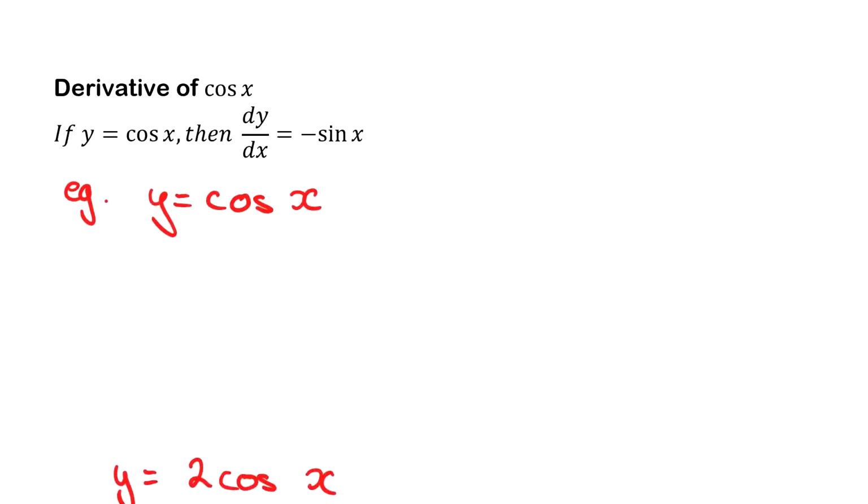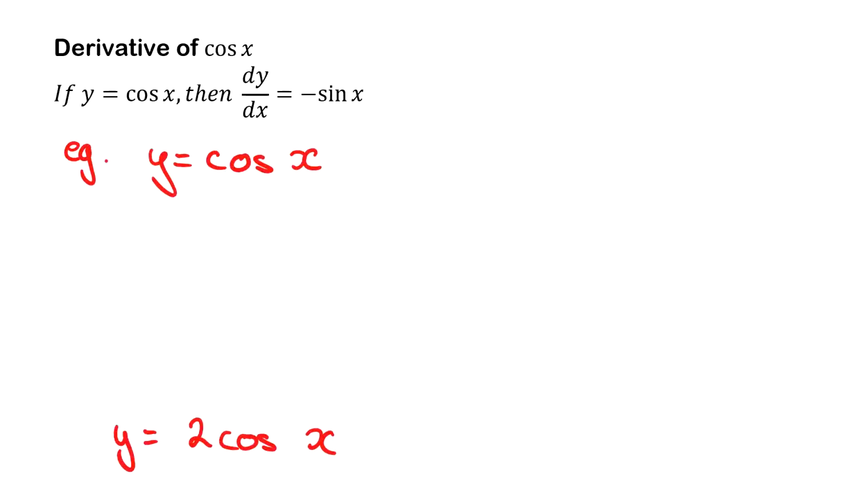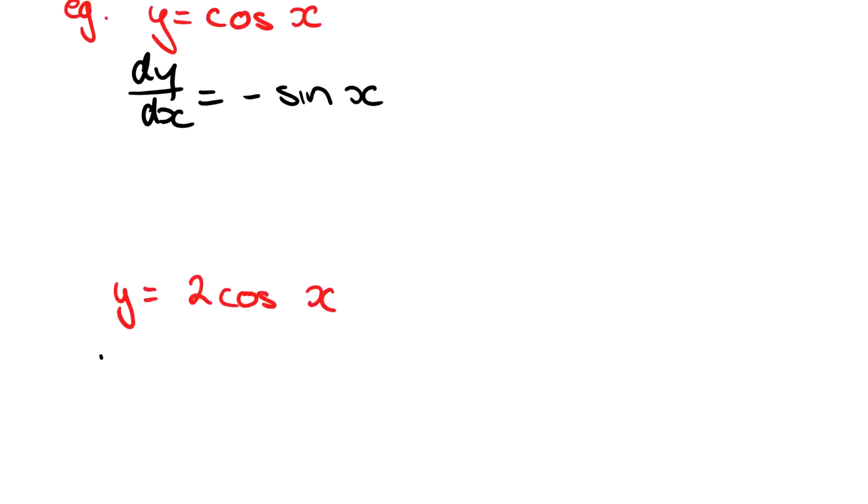Next one, derivative of cos x. All right, so if you have y equals cos x, then dy over dx equals negative sine x. So there is a little bit of a difference here. It's not just what you would expect. It's cos x goes to negative sine x. So here, dy dx equals negative sine x. All right, same thing here, dy dx equals negative 2 sine x.